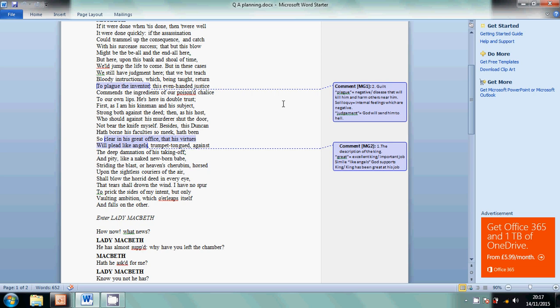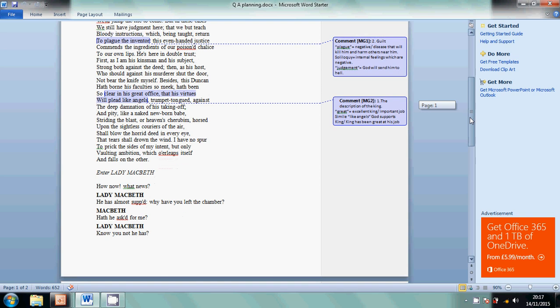So you can see here, plague, I've said obviously highlights a negative idea. It's also obviously the perception it's a disease that will kill him and harm others. And that's why it shows he's feeling guilty. The use of soliloquy. So soliloquy is the character thinking out loud, highlights his internal feelings, which again we now understand them to be negative, and then you have the idea of judgment there.